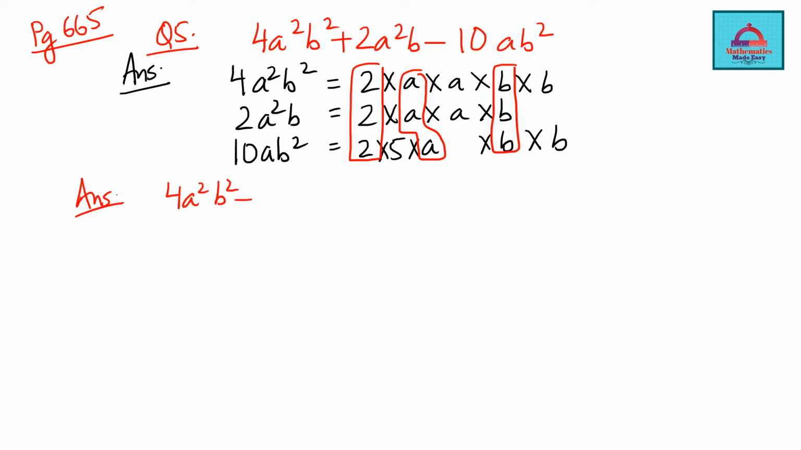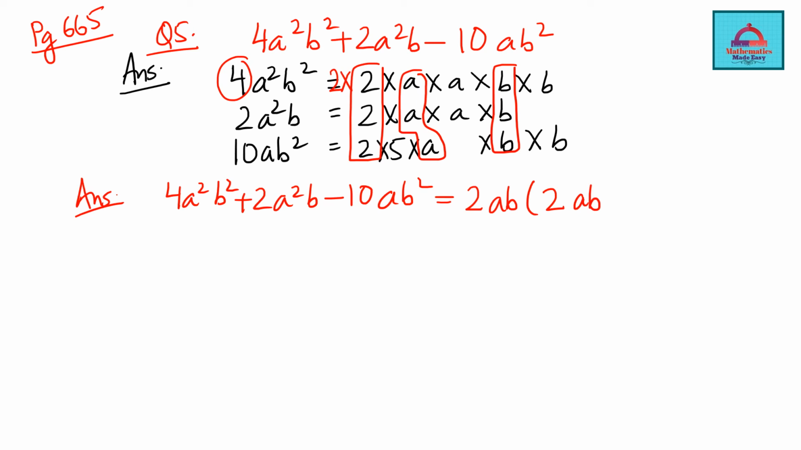So our answer, 4a square b square plus 2a square b minus 10ab square can be written as 2ab times, oh, we forgot 1 2 here. So 4 can be written as 2 multiplied with 2. So therefore there will be 1 2, then AB plus A plus 5B. So that is what you will get here in the factorization. Let's do question 6.